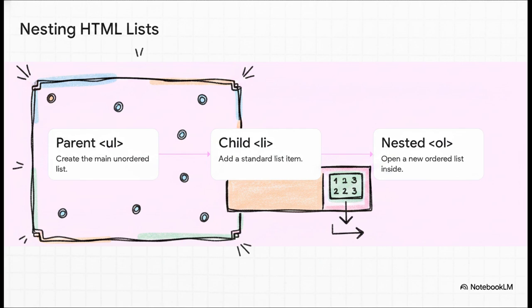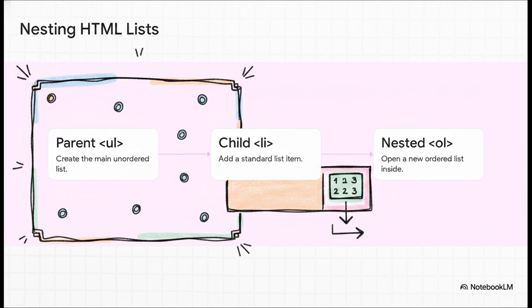Sometimes you need lists inside of other lists. We call this nesting. And here is the exact step-by-step procedure to pull this off safely without breaking your code. Step 1. Create your main parent list, let's say an unordered list, UL. Step 2. Add your standard list item, your LI child.